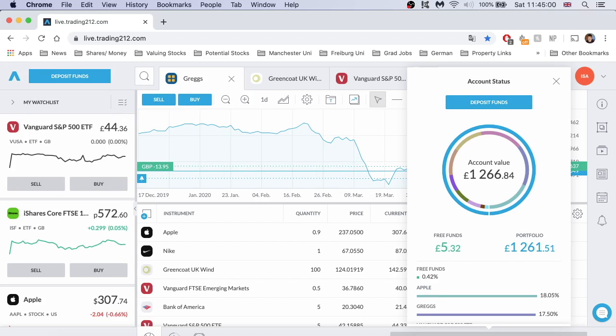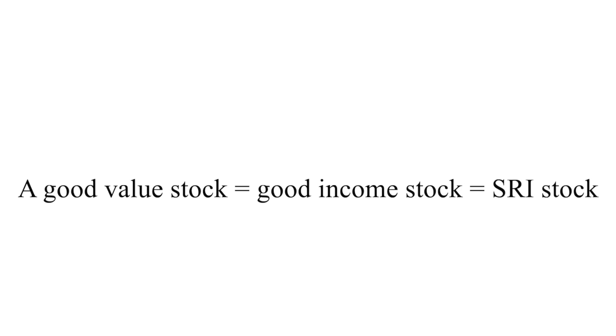Some of these strategies will of course overlap. So for example, it may well be that a good value stock is also a good income stock, as it pays a good dividend, and in turn is also a socially responsible stock, as the company engages in, let's say, renewable energy. But it's important to broadly stick to one strategy to maximize your success.